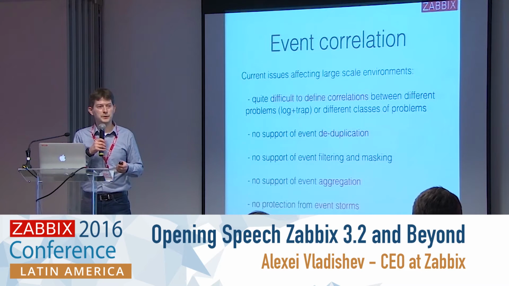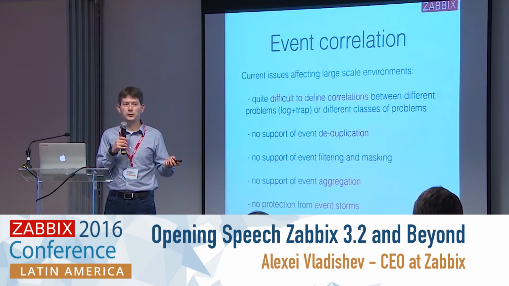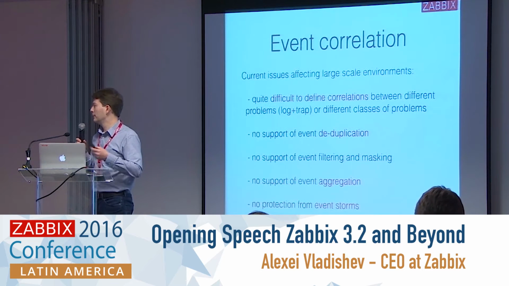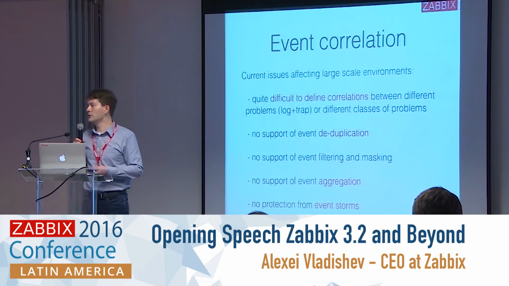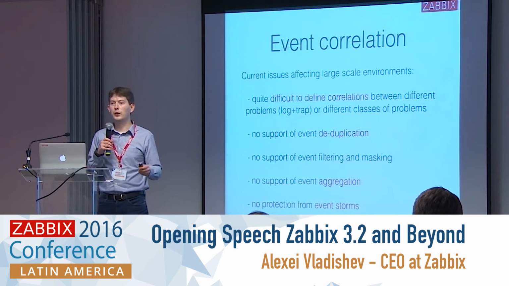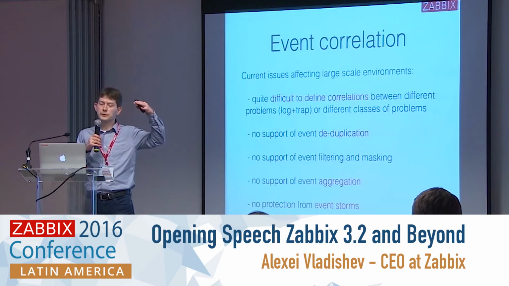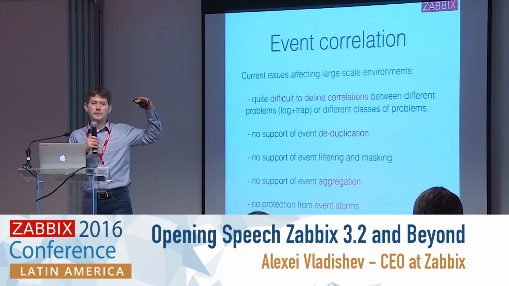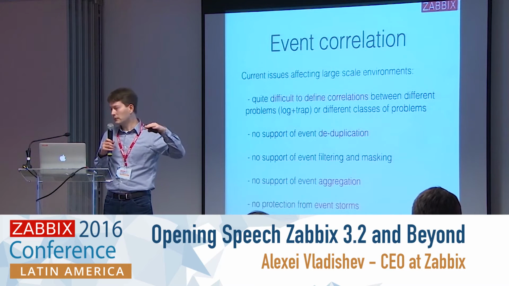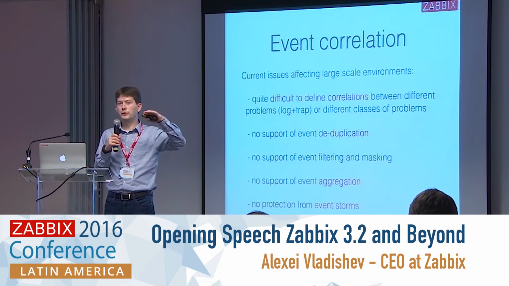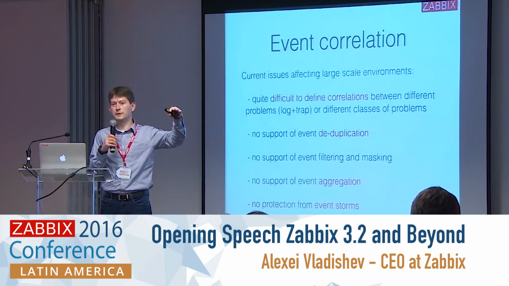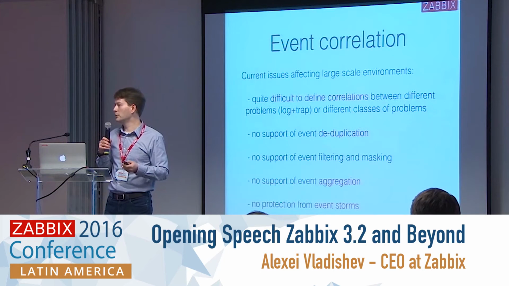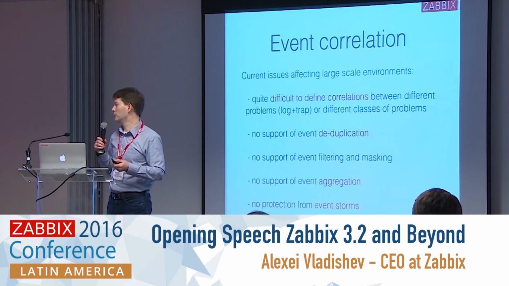For larger environments, if you're responsible for monitoring complex infrastructure, hundreds, thousands, tens of thousands, maybe hundreds of thousands of devices, it doesn't work well. We should build another level of abstraction on a problem level. So we need to find correlations between the problems on the level of events. That would allow us to do some interesting things, like, for example, event deduplication or fighting event storms.